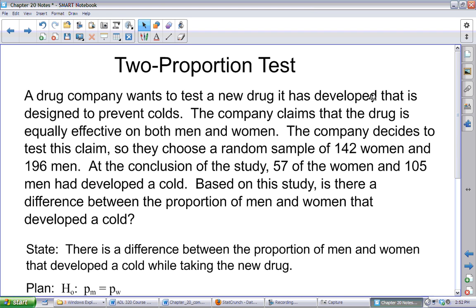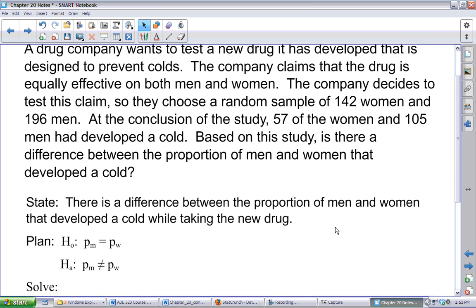On their random sample, they end up with 142 women and 196 men. When the study concluded, out of those women, 57 had developed a cold and 105 of the men had developed a cold. So based on the study, is there a difference? We're not looking at one group being greater than the other group. We're just looking at, is there a difference?